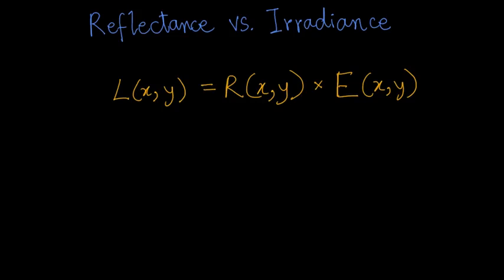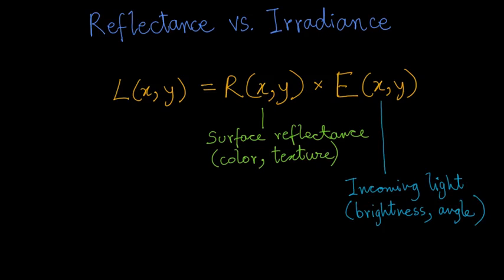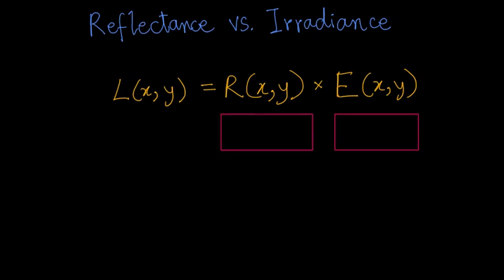So we see that the lightness that we perceive at a location x,y is a product of R and E, where R is the surface reflectance affected by the color and texture of the object, and E is the incoming light energy, or irradiance, affected by the brightness of the light source and the angle between the incident ray and the normal of the surface. Okay, now out of these two, which one do you think varies faster or more frequently with changes in location, and which one varies slower or less frequently? Type in your answers in the boxes. You should say more in one and less in the other.